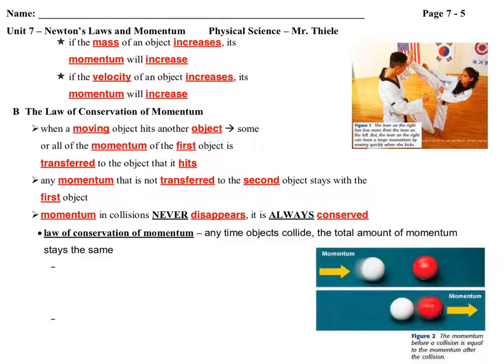So this law is kind of like the law of conservation of energy, which says that energy cannot be created or destroyed, but it can change form. Momentum is kind of similar. Momentum cannot disappear, but it can be transferred from one object to another.